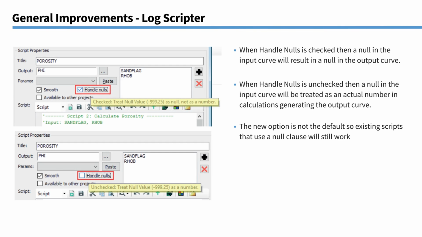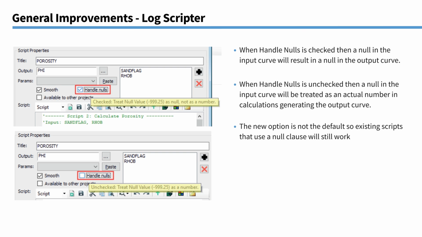Improvements have been made to the log scripter to allow IC to handle null values for you. Previous versions of IC forced the user to write the handling of null values into the script itself. For a lot of users who aren't very good with scripting, this was something that they're not familiar with. So when they run the script, you might have had null values popping up where they shouldn't be.